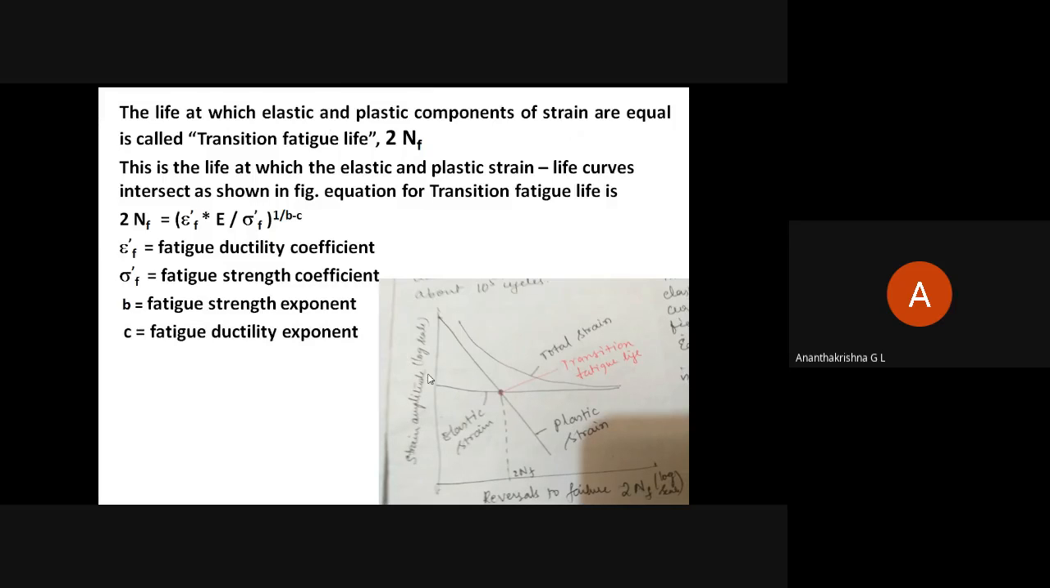So the life, that is 2N_T, at which elastic and plastic components of strain are equal is called transition fatigue life, and it is the intersection of the elastic and plastic strain curves.